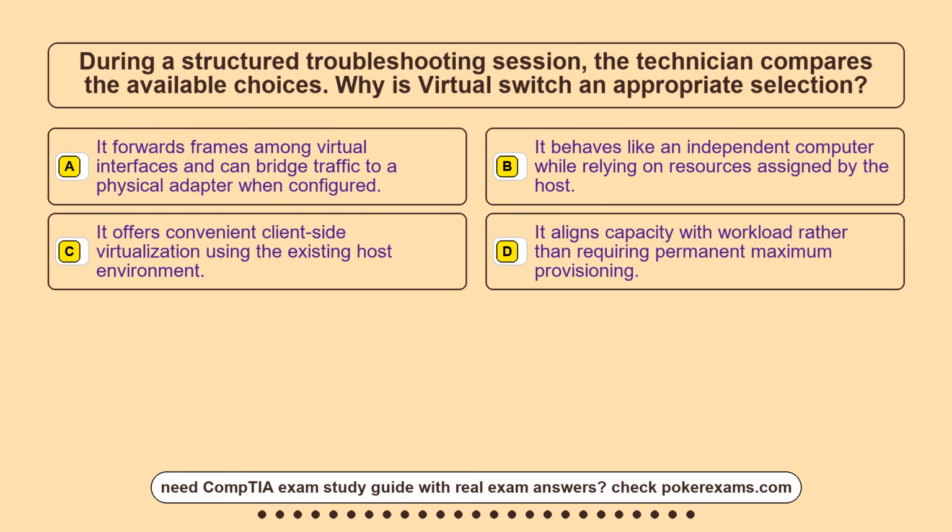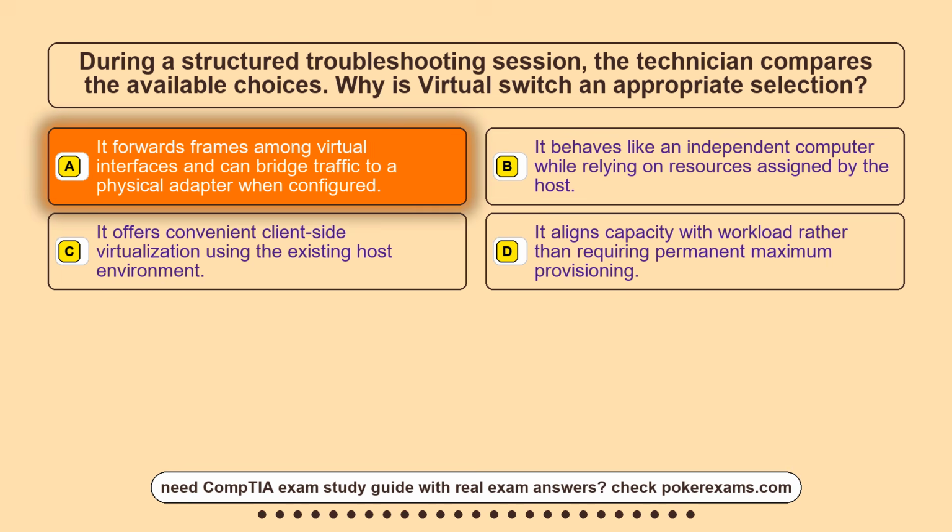Question 25. During a structured troubleshooting session, the technician compares the available choices. Why is virtual switch an appropriate selection? Option A. It forwards frames among virtual interfaces and can bridge traffic to a physical adapter when configured. Option B. It behaves like an independent computer while relying on resources assigned by the host. Option C. It offers convenient client-side virtualization using the existing host environment. Option D. It aligns capacity with workload rather than requiring permanent maximum provisioning.